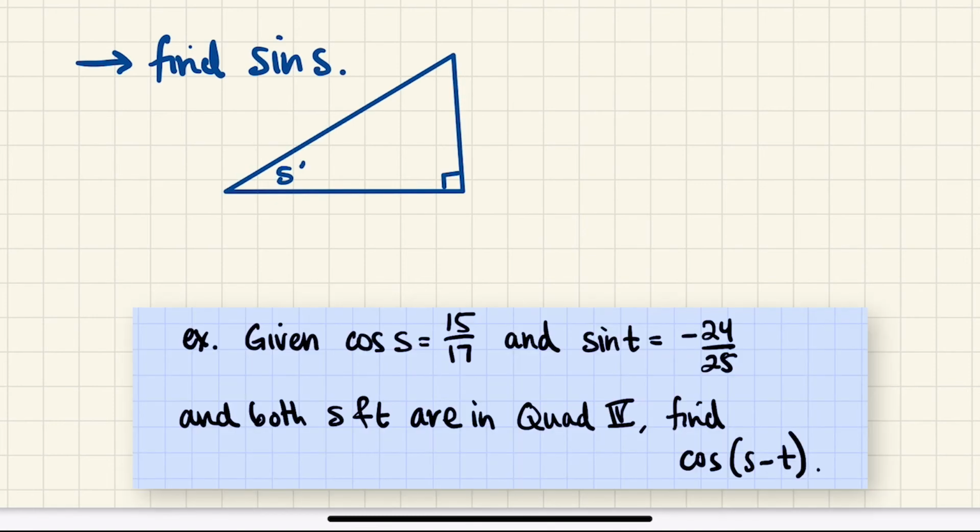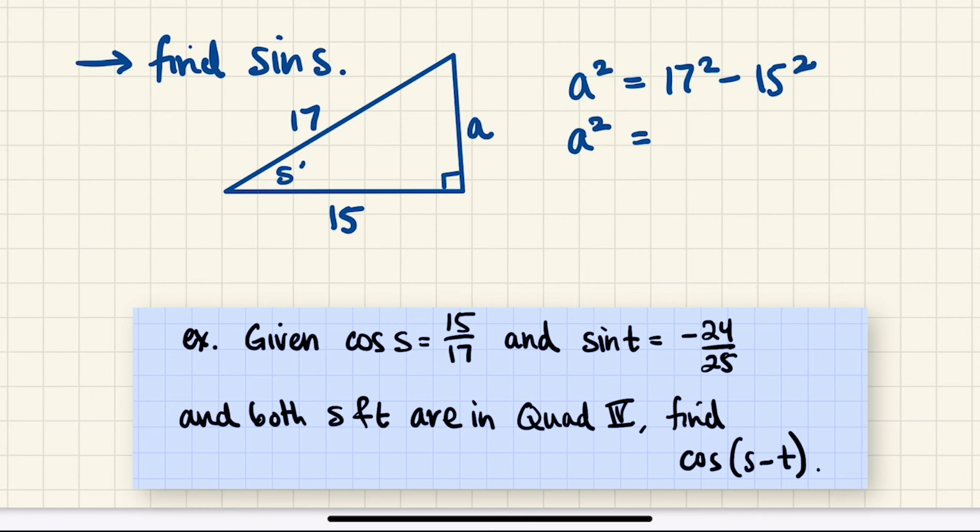So we know that cosine of s is 15 over 17. So let's just find this missing side. We'll call it a, for altitude. So a squared is equal to 17 squared minus 15 squared. Again, using the x squared minus y squared factoring formula, we can see 17 minus 15, which is 2, times 17 plus 15, which is 32. So we get that a squared is 64. And that tells us that a is, of course, the square root of that, which is 8.